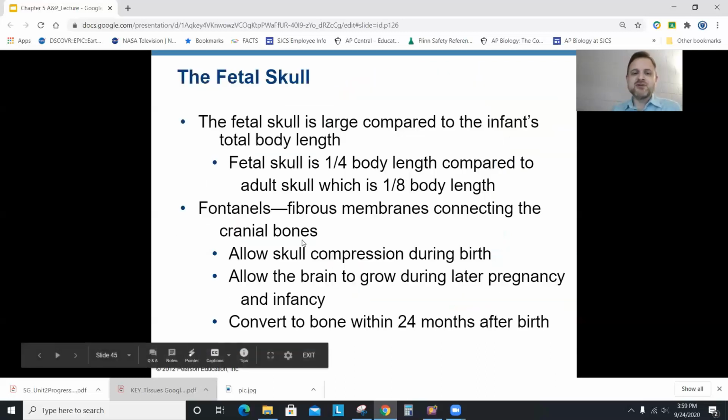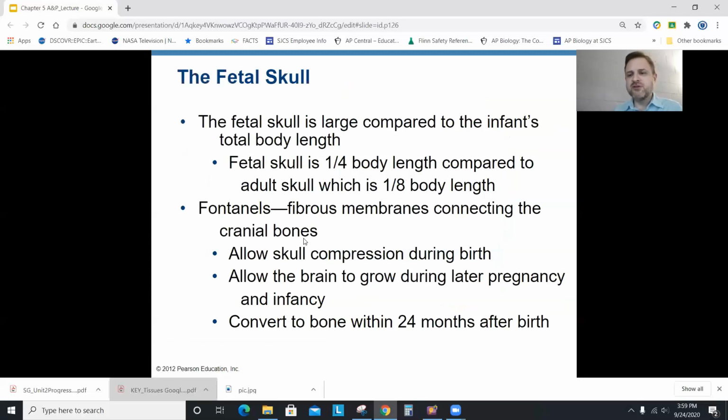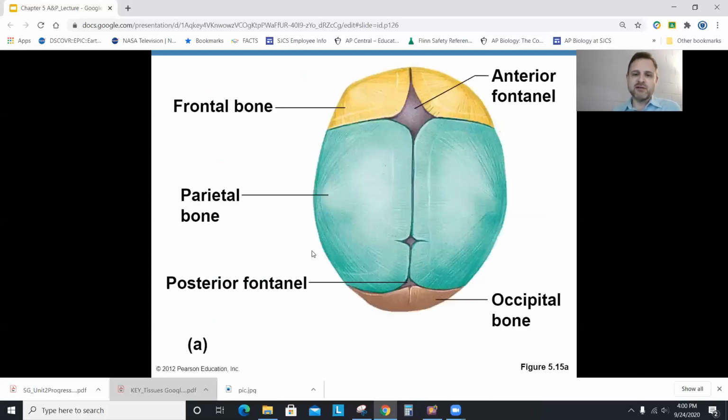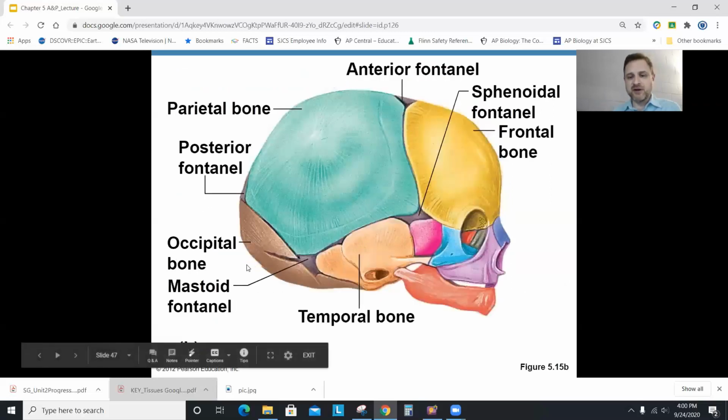Looks like an alien. So the fetal skull, first off, when you're an adult, your skull accounts for about 1/8 of your body length. When you're a fetus, when you're in the womb, it's 1/4. So the head is much larger in proportion to the rest of the body than when you are an adult. This word fontanelles are fibrous membranes that connect the cranial bones. So like, if you look at this picture, you see them here, you see them here. They're also called soft spots.